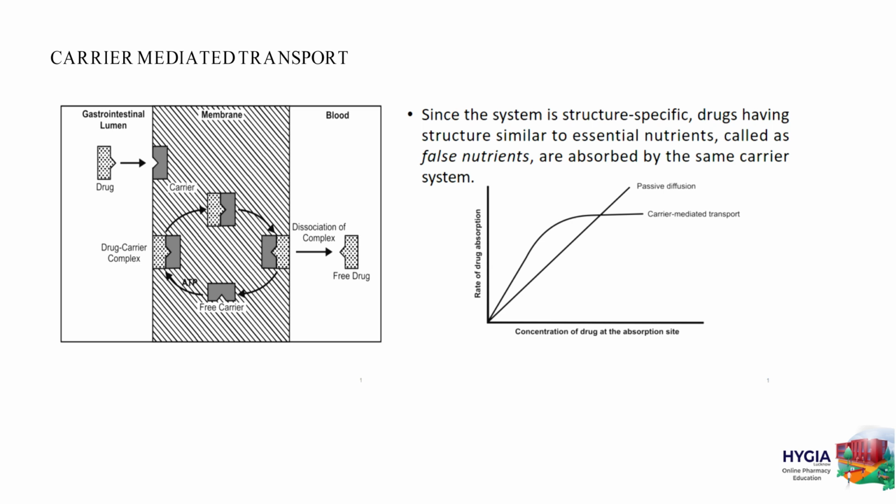In case of passive diffusion, if you increase the concentration, passive diffusion will increase. You can see in the graph as well. But in case of carrier mediated transport, if you increase the drug concentration, the transport will not increase. Why? Because carriers are limited. Saturation will be attained, steady state will be attained. The only transportation possible is with the number of carriers present at the absorption site. So it is a carrier dependent transport mechanism, right?